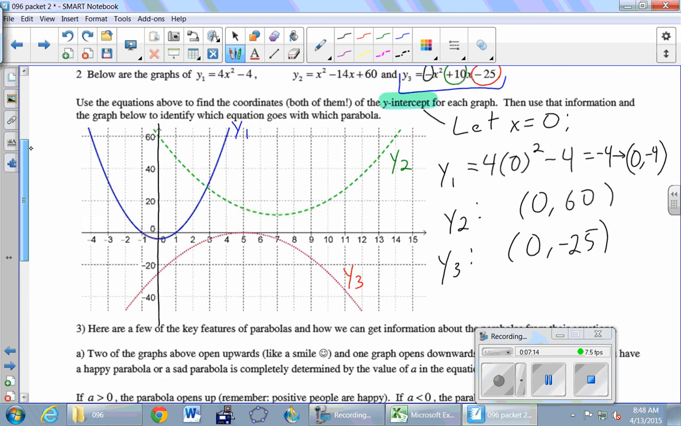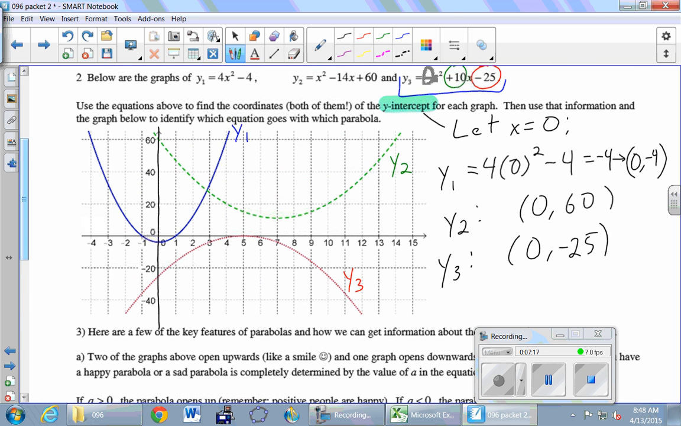Okay, let's pause there. So we've got how many happy parabolas in this example? Two of them. And then how many sad ones? One. And I'm telling you that the thing that determines it is just the value of a. Remember, the value of a is the number that's touching the x squared. So how much is a for this first guy? 4. And then for the second guy? 1. And then for the third guy, we did it already, but I'll write it here. How much is a for this last guy? It's -1.